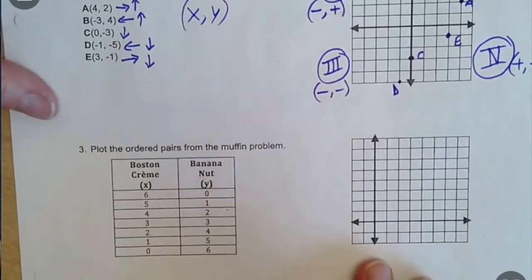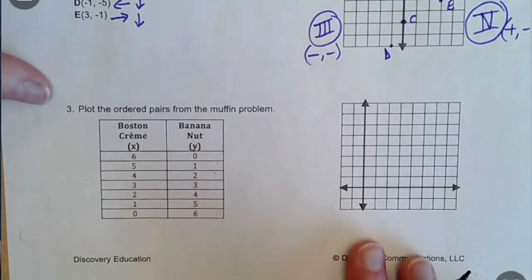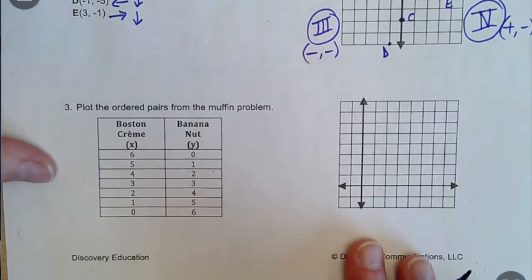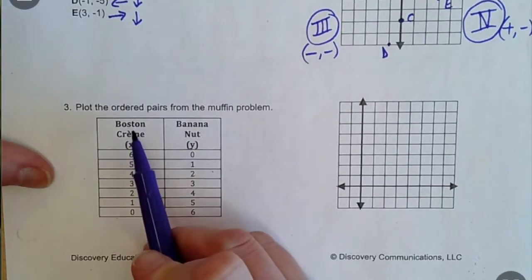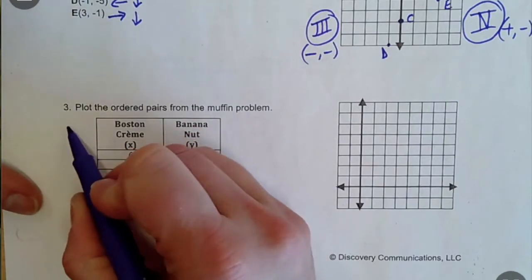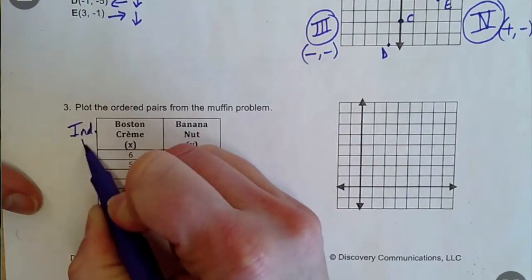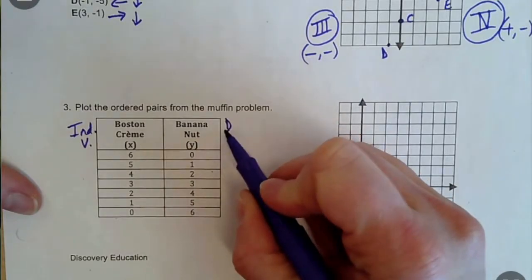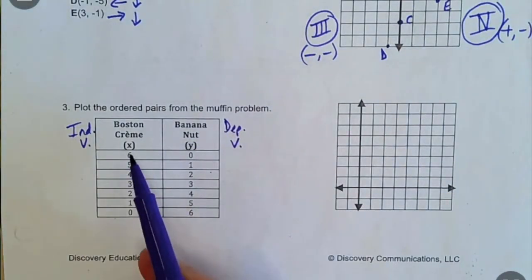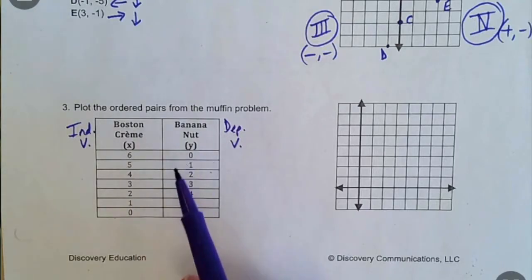The next one I want to talk about, plot all these ordered pairs from the muffin problem. So first off, we've got Boston cream and banana nut. These are muffins that we're doing. So we've got the independent variable over here, and then we have the dependent variable here. So what you're noticing is your independent is always your x, and your dependent is always your y.